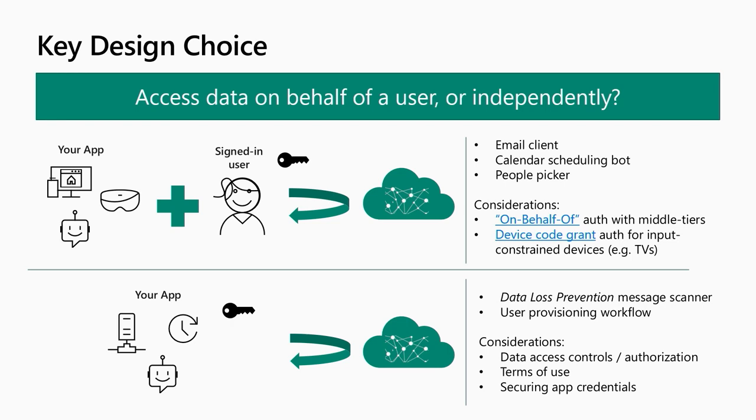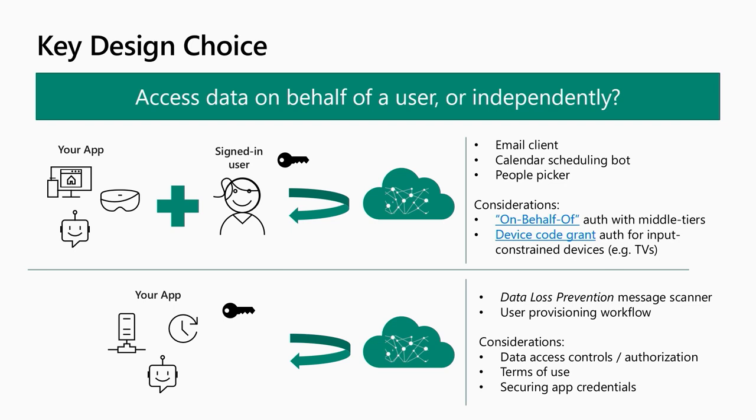When you do that, you typically focus on things like data access controls and authorization. Like you need to think through who has access to the data and what happens with the data. You focus on documenting your terms of use, especially if you're building an application for other customers to use. You need to explain to them what data is being accessed and how it's being processed for them to be able to assess your application. And then you need to focus on securing your app credentials, because as you will see, that's what gives you access to the data.